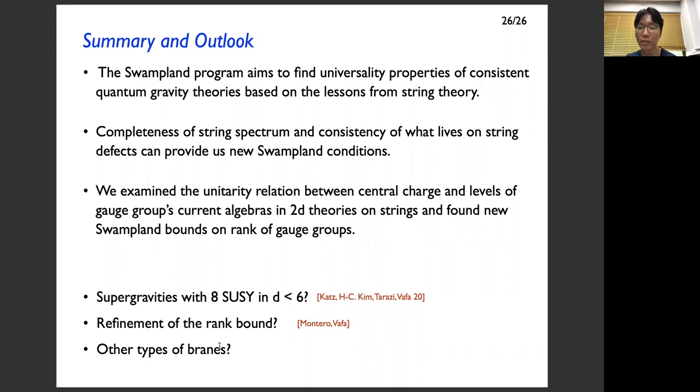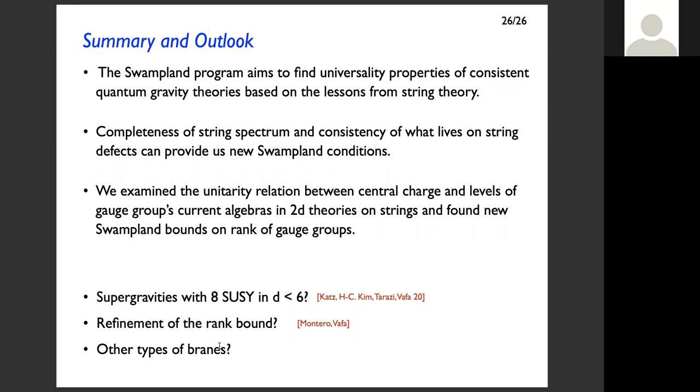So we were looking at basically some defect which can support non-trivial anomaly and for which we can compute the central charges or some other topological information by using anomaly inflow and so on. And we found the strings are actually the easiest one to use.